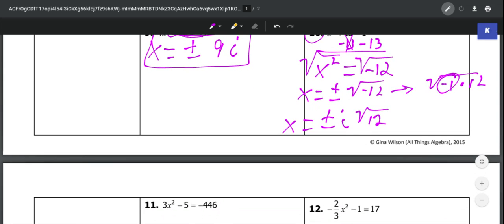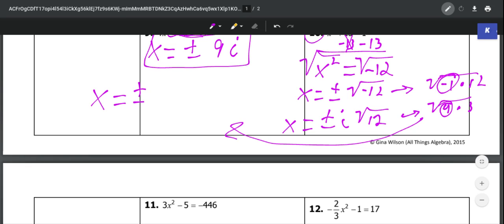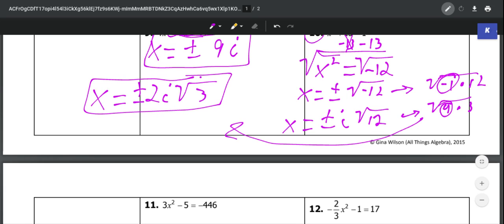But we can break down the square root of 12 even further. That would break down to the square root of 4 times 3. Then we can take the square root of 4, and that means 2 is going to come to the outside, so I'll rewrite the rest of this over here. We're going to get x equal to plus or minus the square root of 4, which is 2, so it comes to the outside. The i was already on the outside, and whatever's left over stays on the inside of the radical. So our final answer would be x equals plus or minus 2i square root of 3.